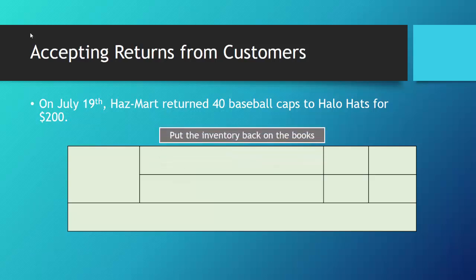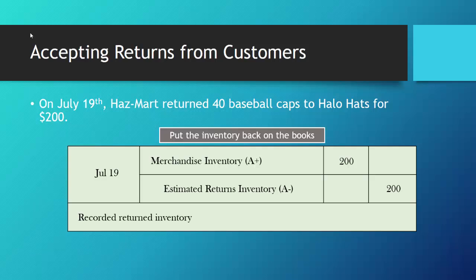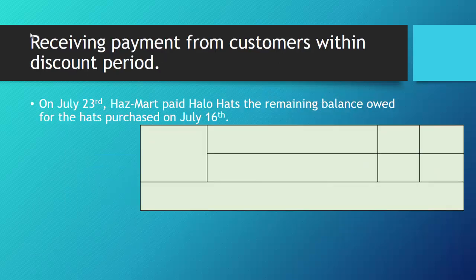The second entry is we need to put that inventory that's being returned to us back on the books. When we put it back on the books, we're going to put it into merchandise inventory. So we debit merchandise inventory for the amount that's being returned to us, and we credit estimated returns inventory for that $200. We recorded this returned inventory.